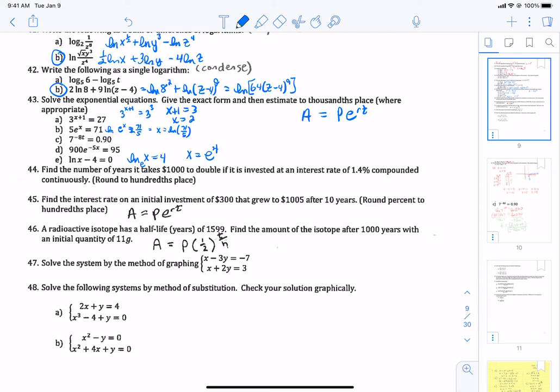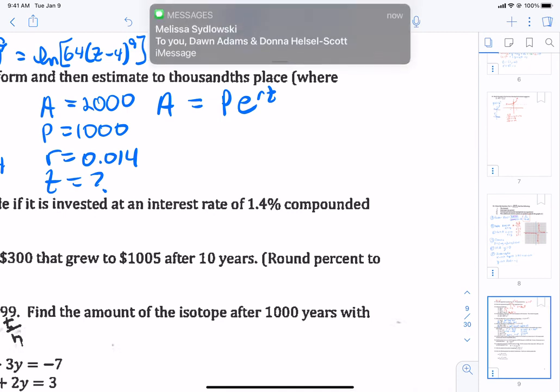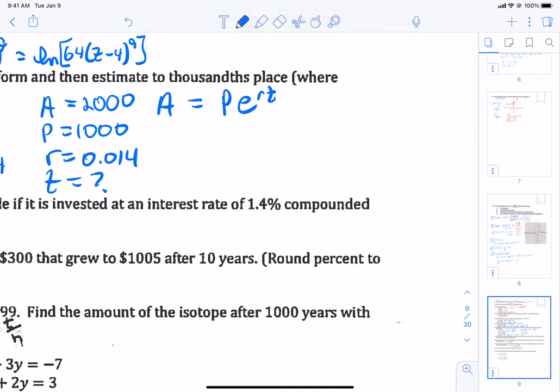And so our A, let me write it up here and then I'll make it bigger, is going to be our final value we want to be 2,000. Our starting value is going to be 1,000. Our rate, take that 1.4% and make it a decimal. And we want to know the time. Okay, so that's everything we need. Let's go ahead and take a look.